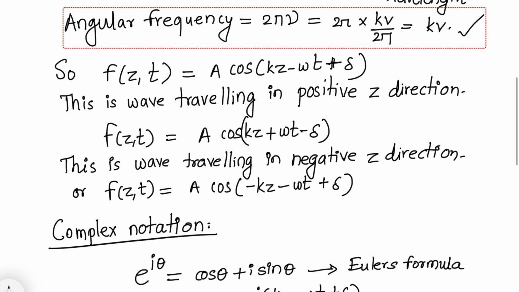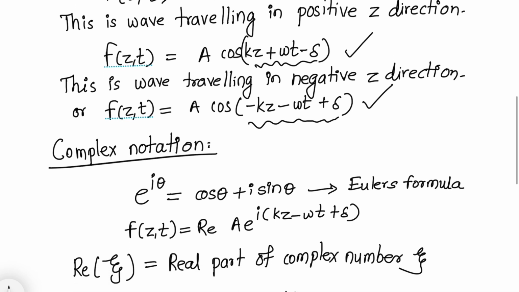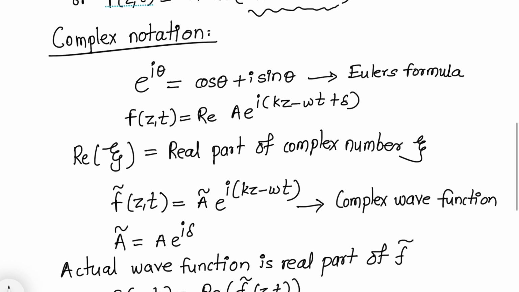We can have a wave traveling in the negative z-axis as well. The wave traveling along the negative z-axis is shown by these two equations. Because the cosine function is an even function, we can replace the entire θ by -θ, so that is -kz - ωt + δ. So that is also one of the notations by which we can show the wave traveling along the negative z-axis.